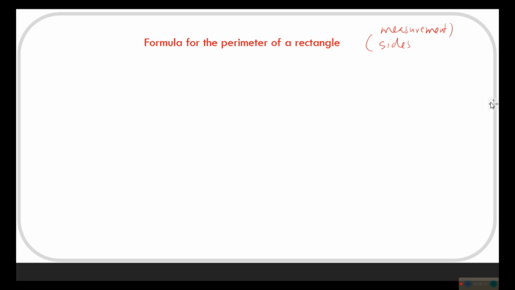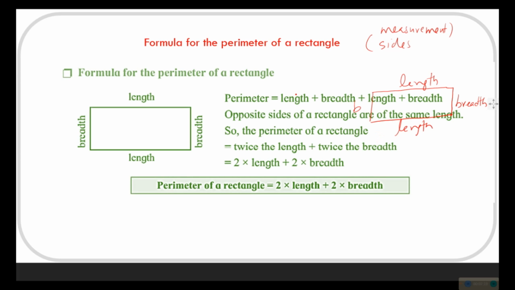That means if it is a rectangle, we know that, I am just drawing roughly, it will be having its length over here and breadth over here, and we also know that the breadth will be equal, and the length will be equal. So whenever we calculate the perimeter of a rectangle, length and breadth addition will come: 2 times length and 2 times breadth. So the formula becomes 2 into length plus 2 into breadth.